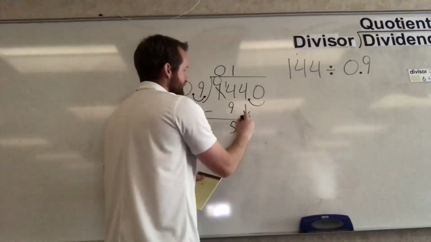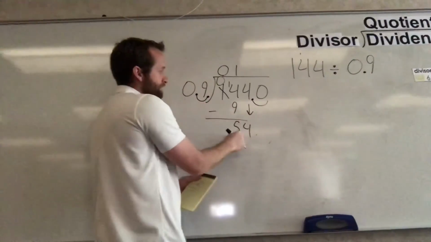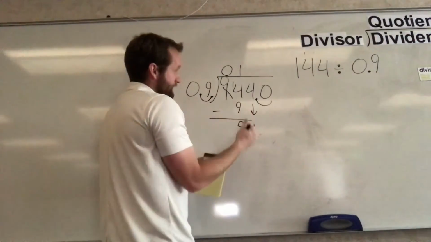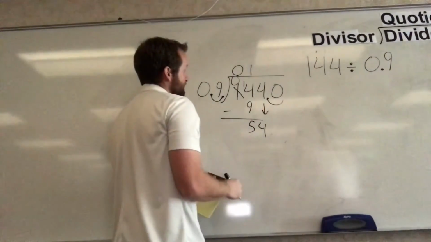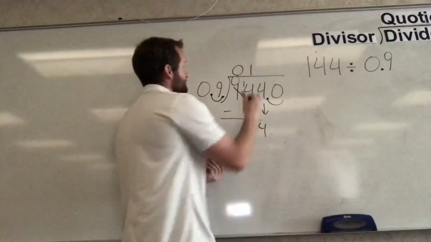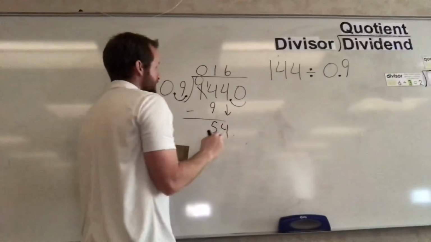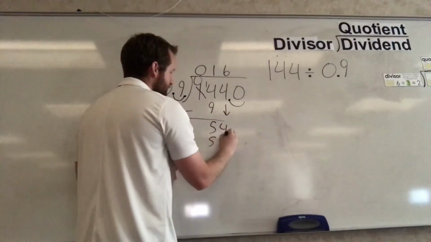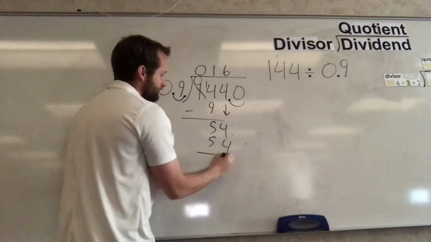Bring down our next digit. Does 9 fit into 54? And once again, yes, 9 fits into 54. It fits into 54 6 times. 6 times 9 is 54. We subtract, we're left with 0.